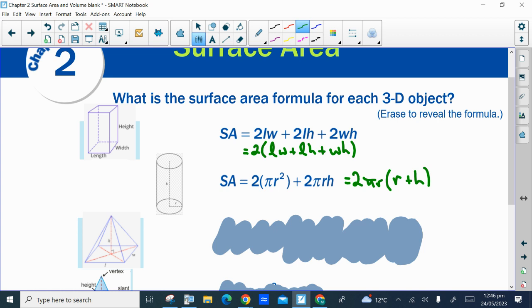Okay, that first one is the one that's on your formula sheet if you look. Surface area of a cylinder. So the next one is a pyramid.